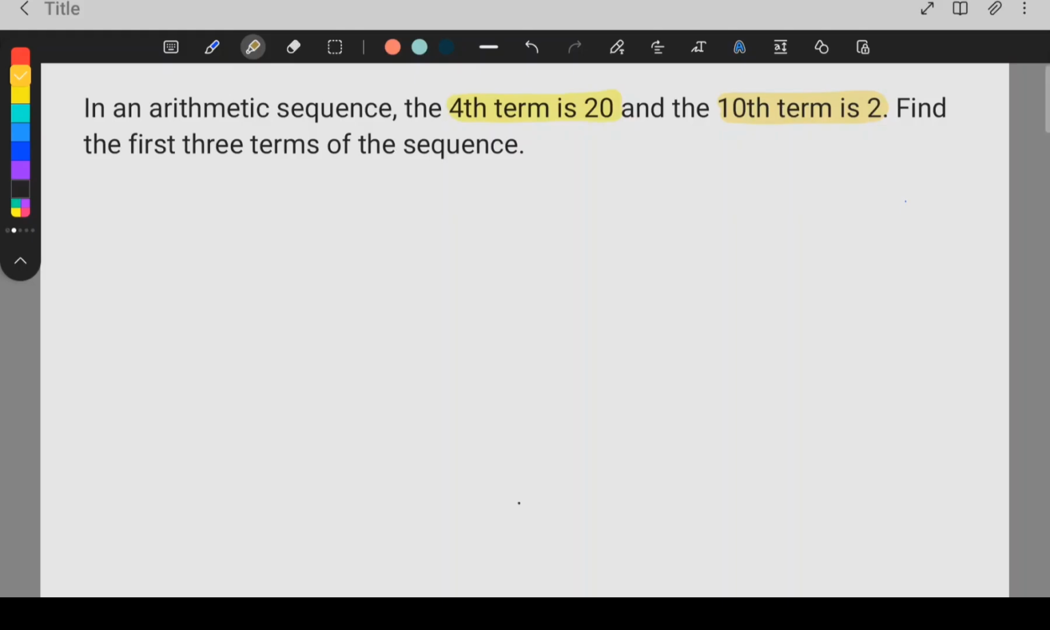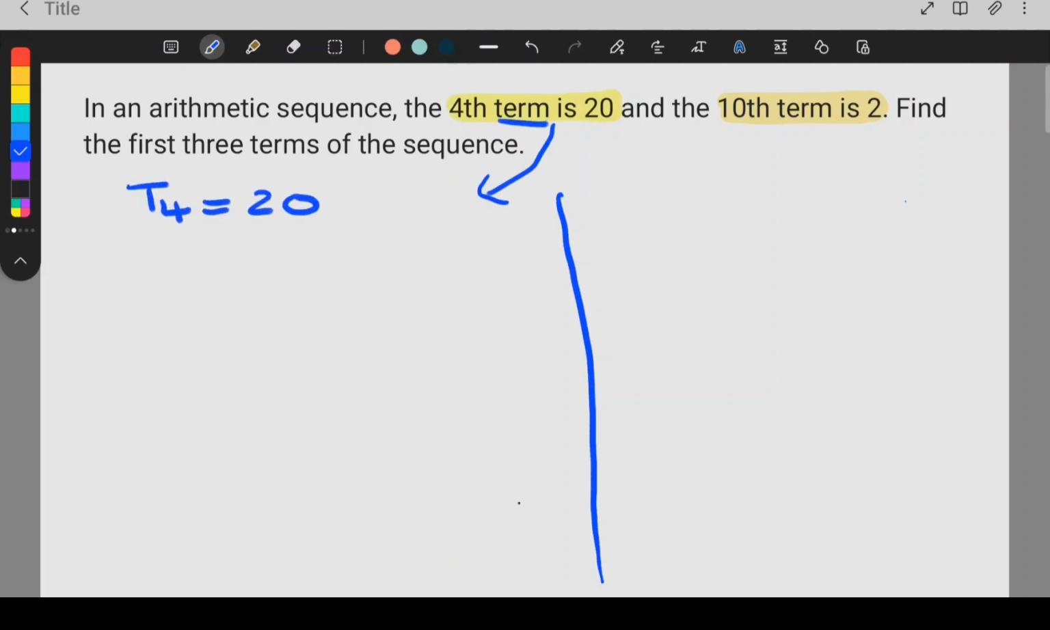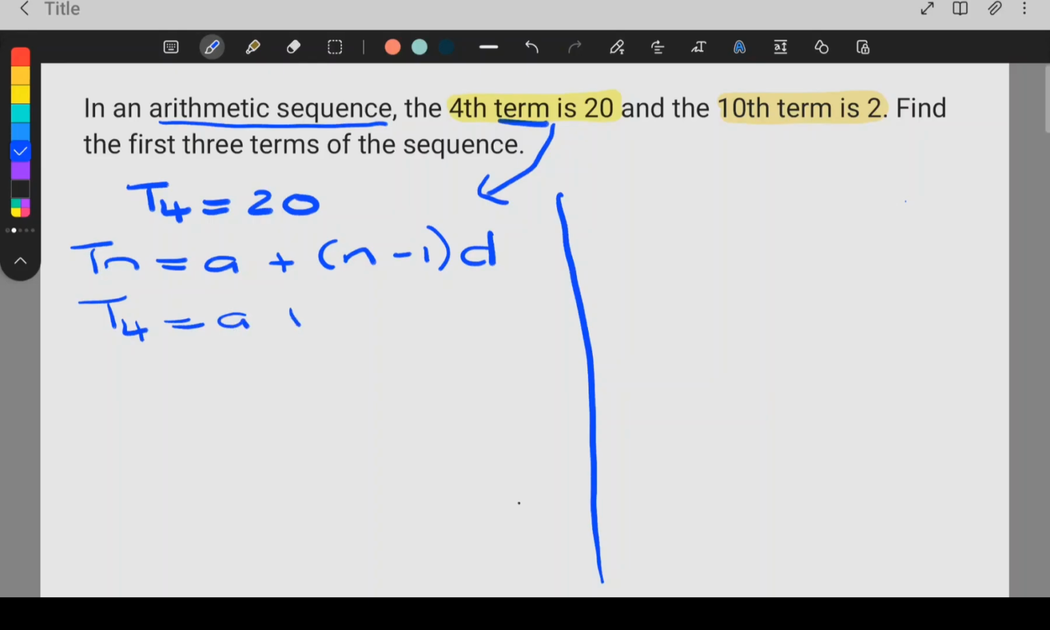It's arithmetic, so I'm going to split the page up and I'm going to start with this information. So I'm going to write T4 is equal to 20. Now, because a term is given, I'm going to use the general term of an arithmetic sequence. So I write the general term down. And I replace every n with 4 because the fourth term was given.